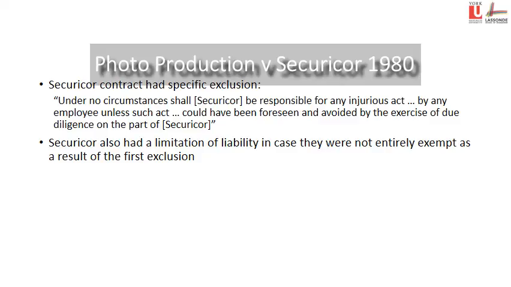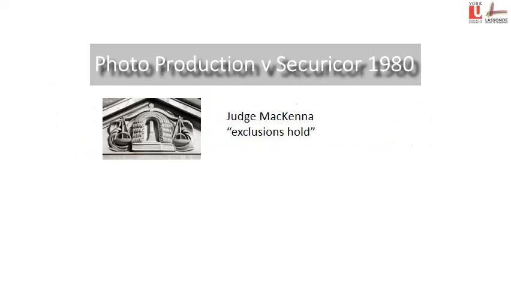Securicor had some very specific wording around exclusions. In particular, if an employee did something wrong that could not have been foreseen or avoided by due diligence on the part of Securicor, they are not responsible. And they also had a limited liability where they were not entirely exempt from the first clause. The lowest court decided that those exclusions should hold where they were clearly worded. This turned into a case that went to many different levels, so that went to appeal.